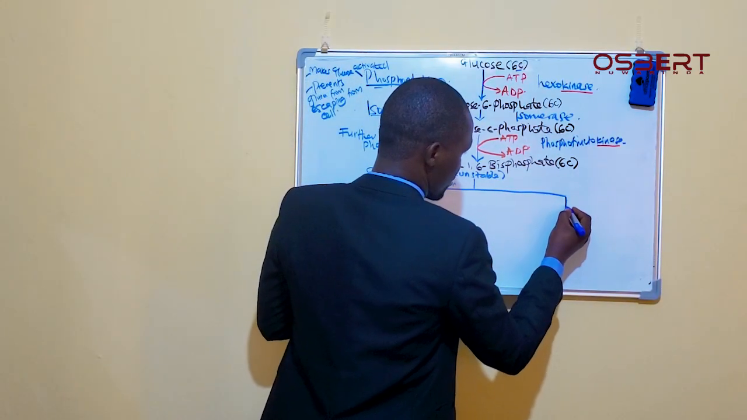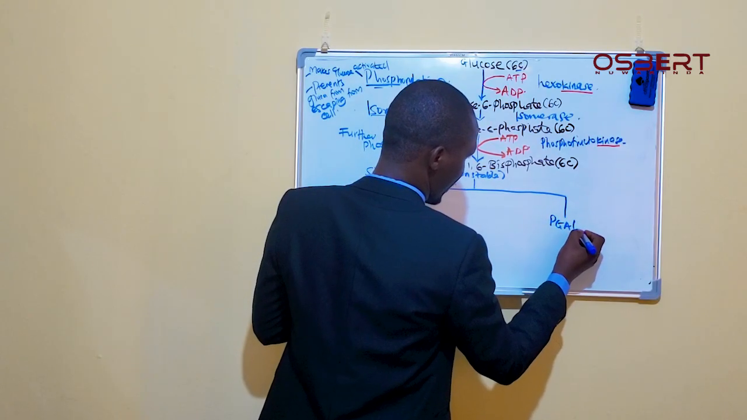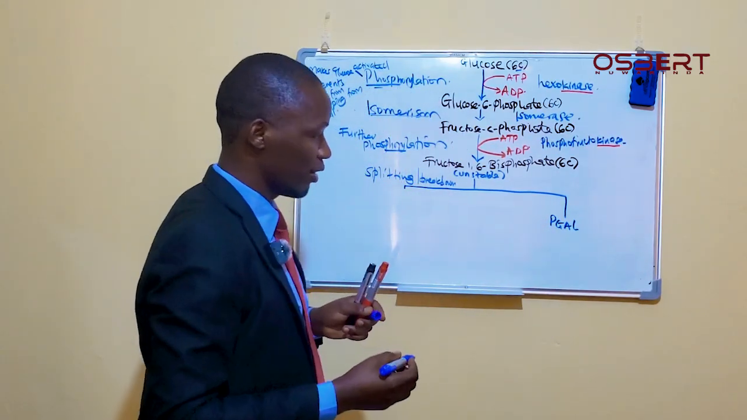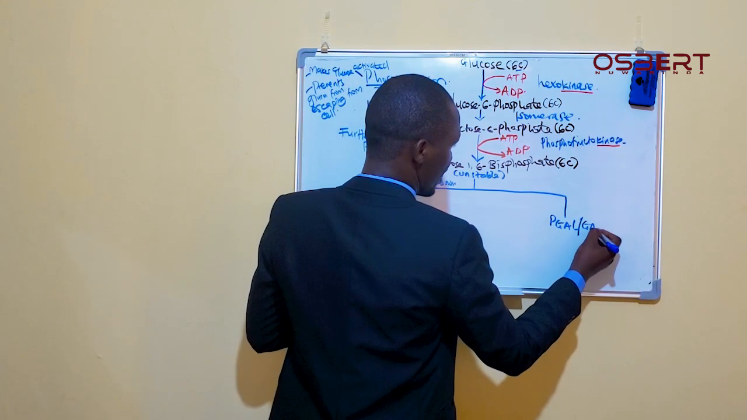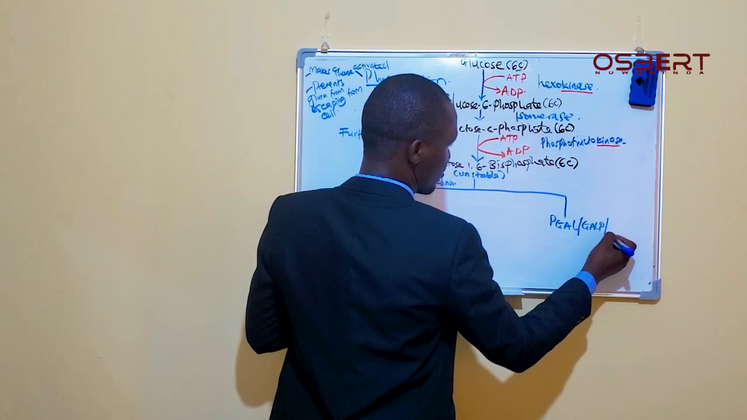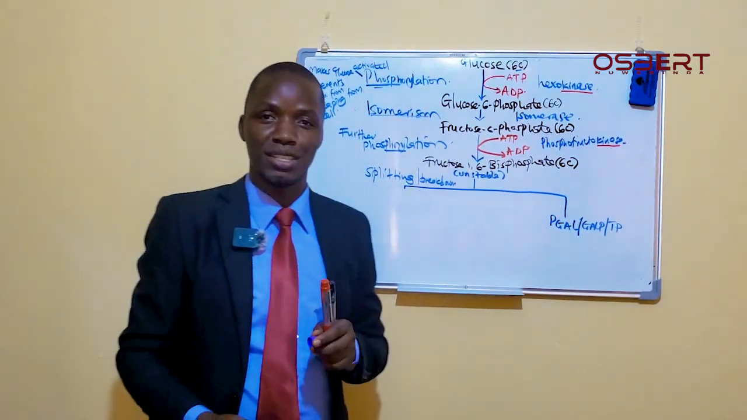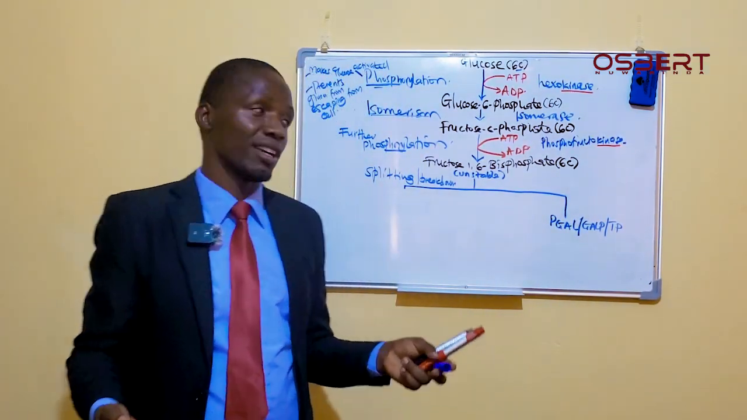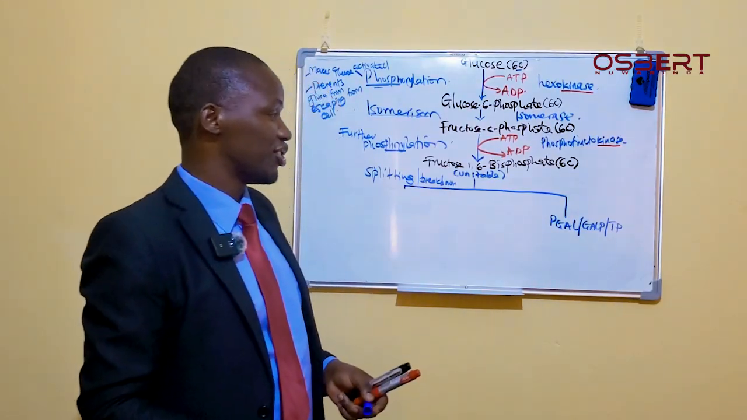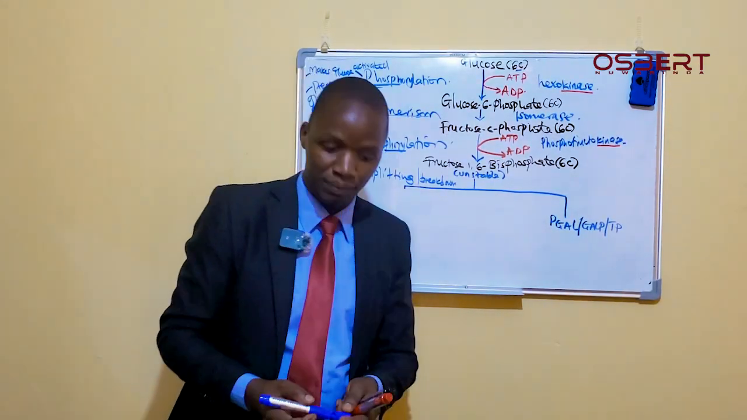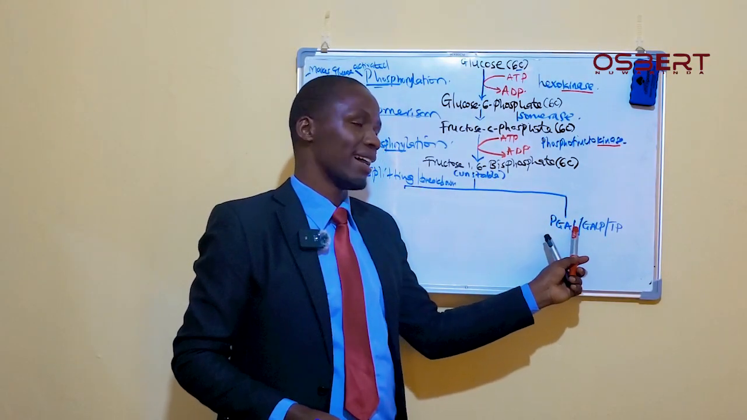One of these molecules that is formed is called PGAL, or sometimes we call it GALP. Some books call it TP. Either way, you just pick the one that is easy for you. PGAL, GALP, or TP. What are these? This is phosphoglyceraldehyde.